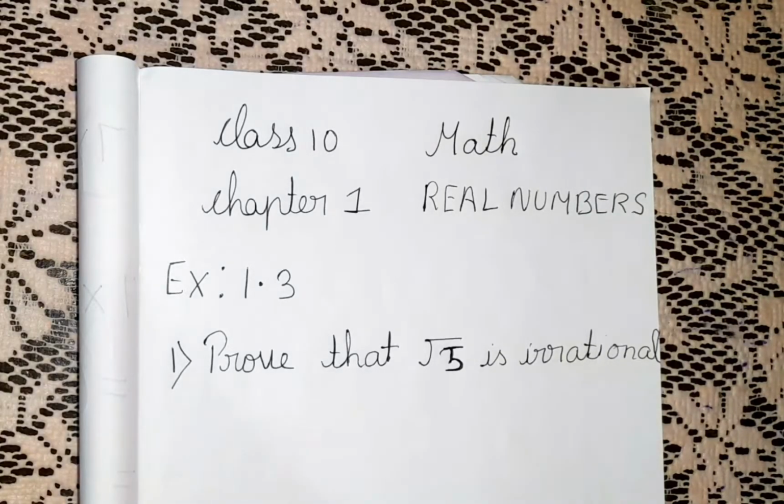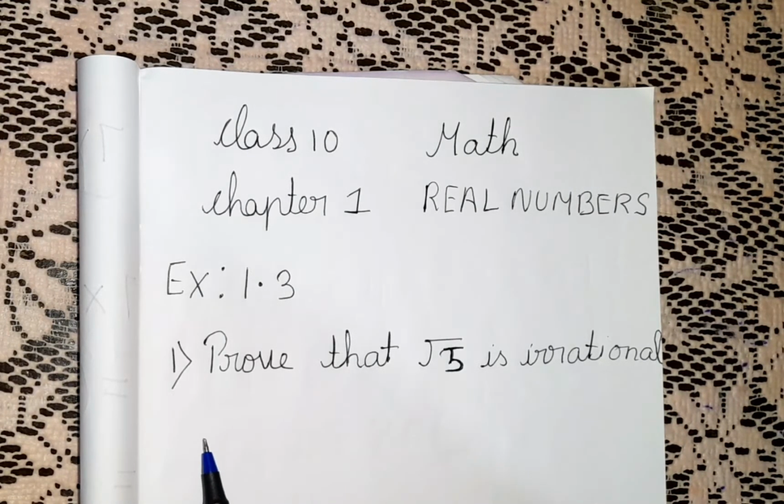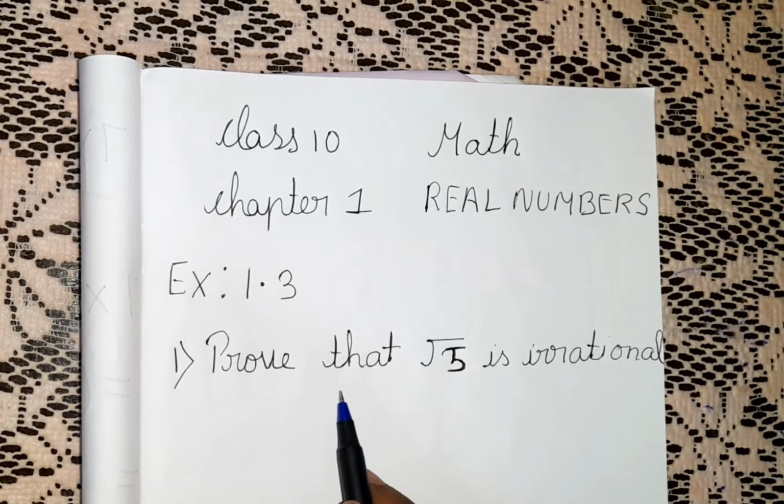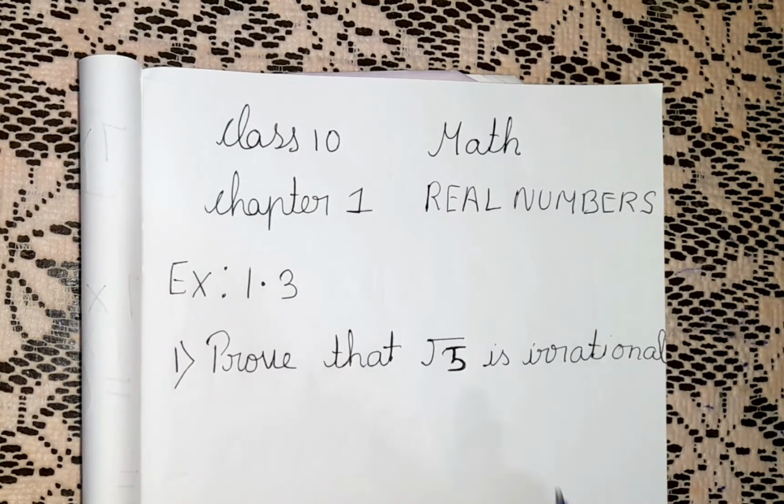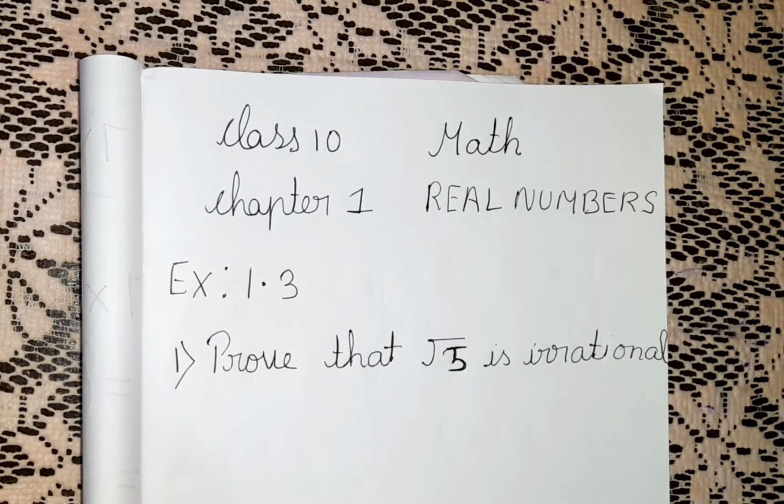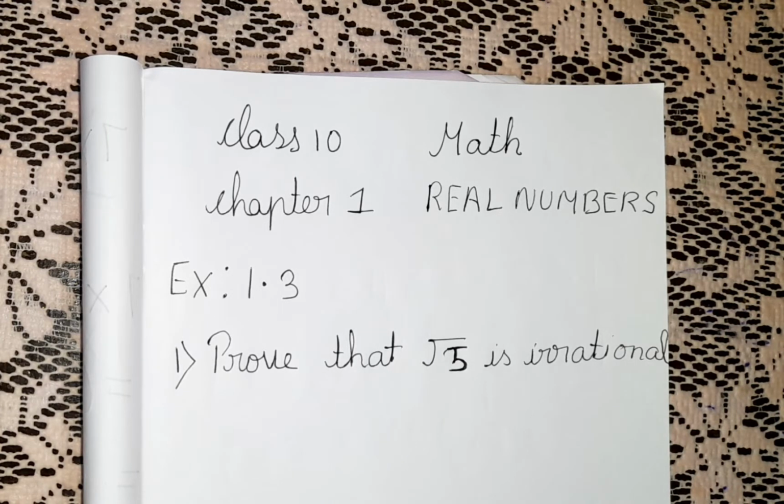Today we are going to be learning exercise 1.3 first question. So today we are starting off with a new question, that is, prove that root 5 is irrational. This question is really important, and whatever questions are there in this exercise 1.3 are really important. Please listen carefully because this is somewhat difficult and big, but don't worry, when you understand the sum you can solve it.